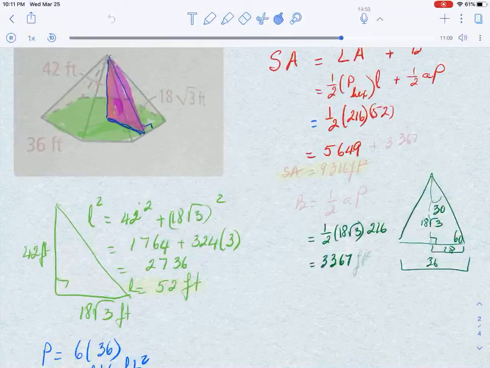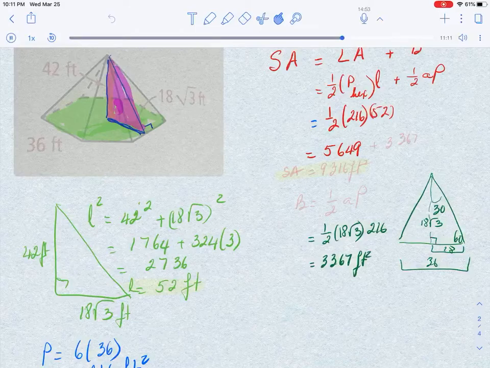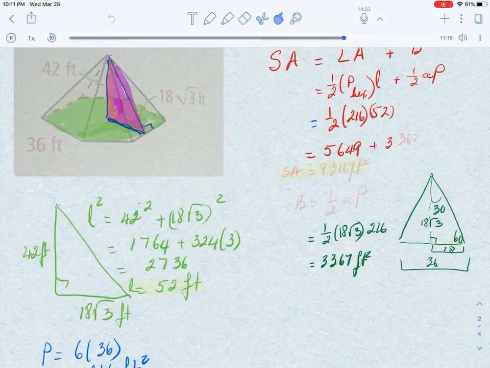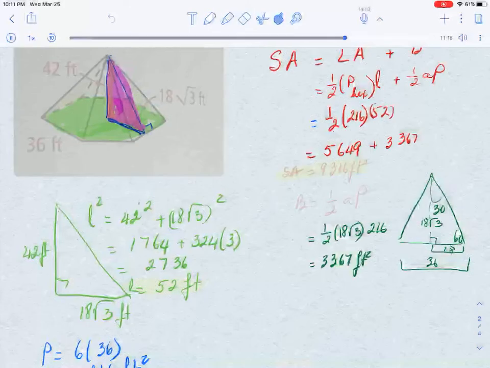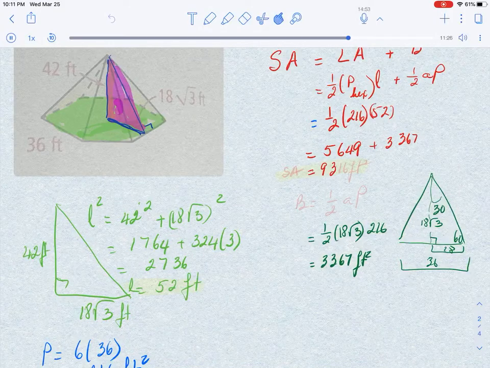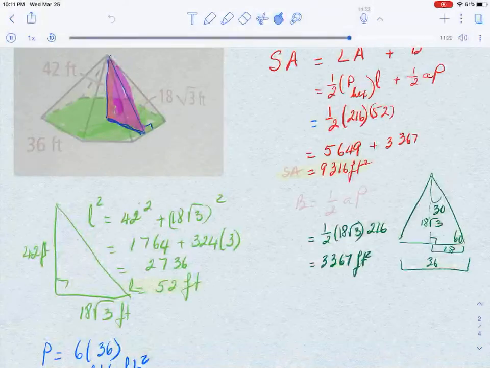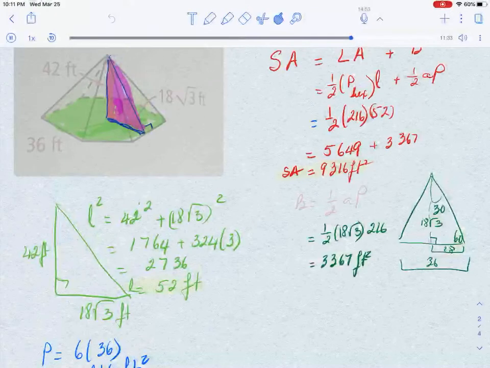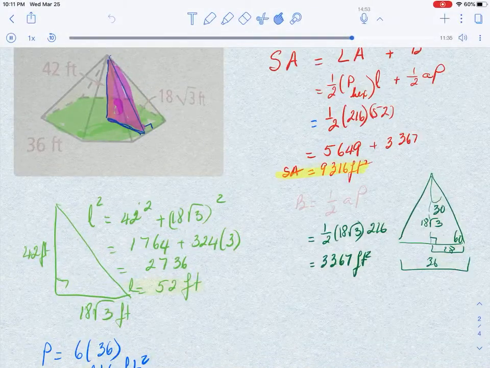That should give me about 3,367 square feet. So I'm going to go up here and add 3,367. That's going to add up to 5,649. So my surface area in this case is around 9,316 square feet. Okay, let me highlight this. Right here.